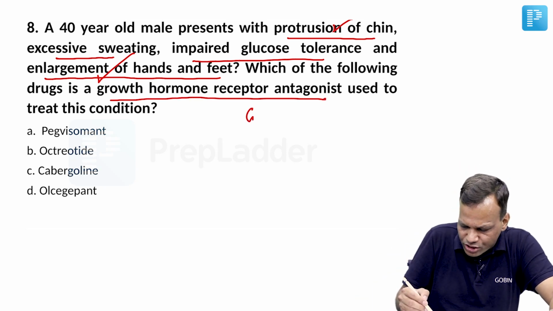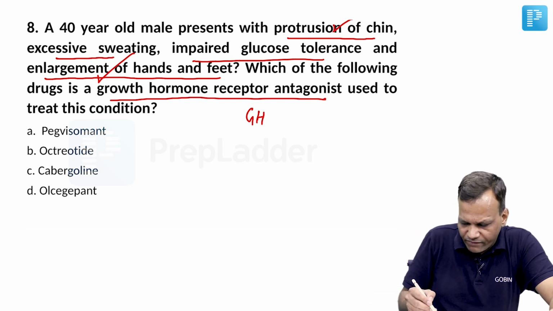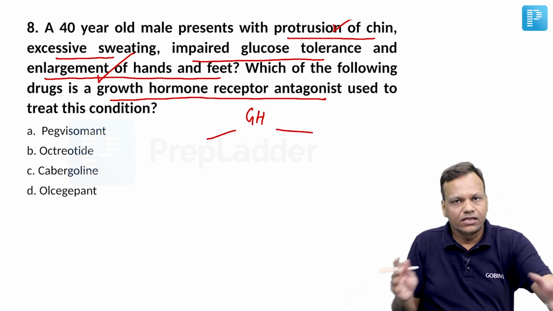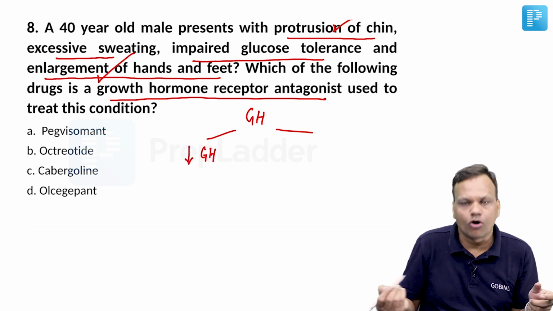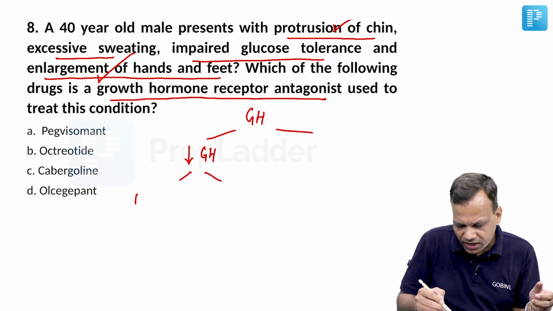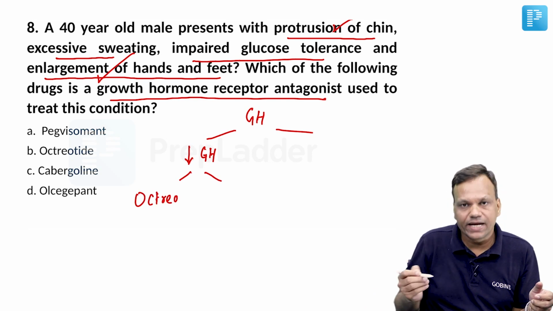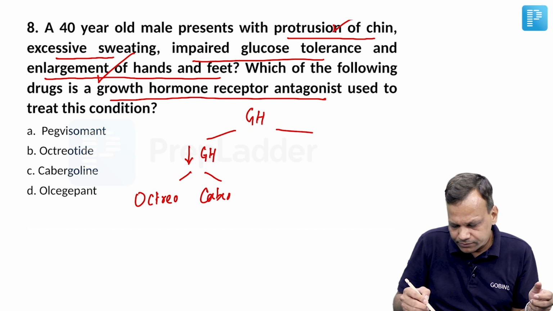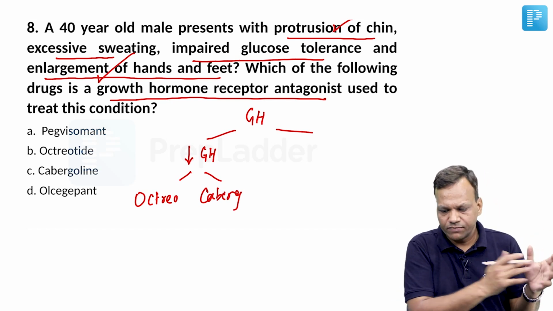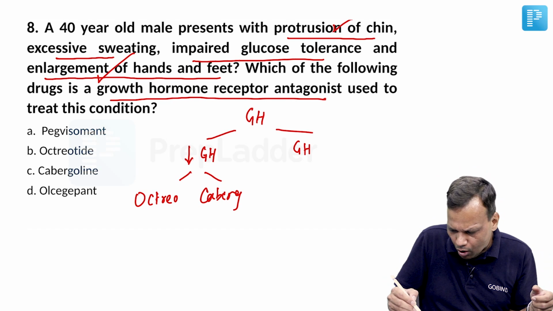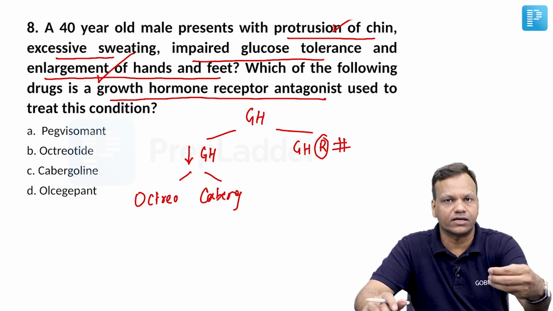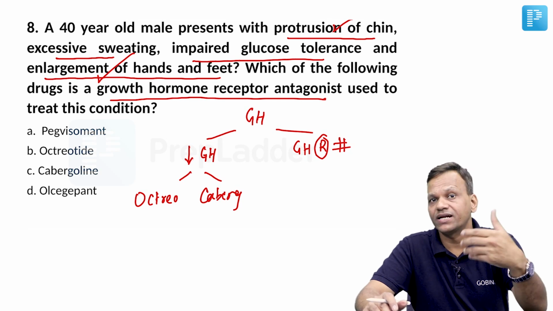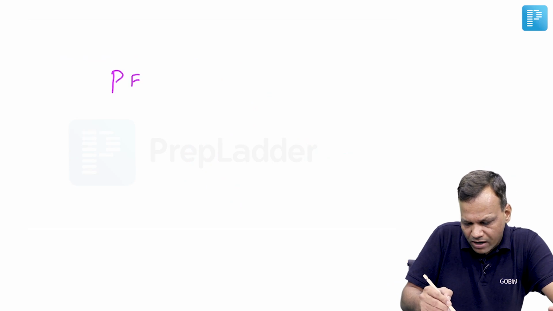We know acromegaly is due to excessive growth hormone. So we have two mechanisms to treat acromegaly. The one we discussed earlier, that means the drugs which can decrease the level of growth hormone, and we have two such drugs. One is a somatostatin analog, that is octreotide, and second is cabergoline. Okay, these we discussed earlier. Now the new strategy is to block the growth hormone receptor. That means growth hormone is present but it cannot work. So we can give a growth hormone receptor antagonist, and the name of that receptor antagonist is pegvisomant.